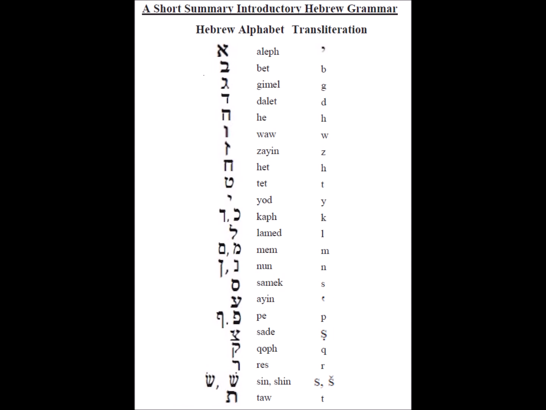And then Sin, Shin. The letter is the same, except the dot on the right is Shin. The dot on the left of the letter is Sin. So Sin, Shin. Tav is transliterated like a T. And the Sin like an S, Shin like an SH sound.